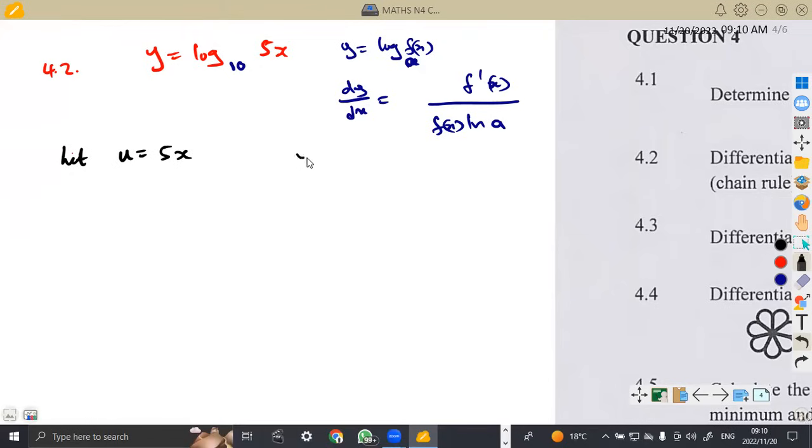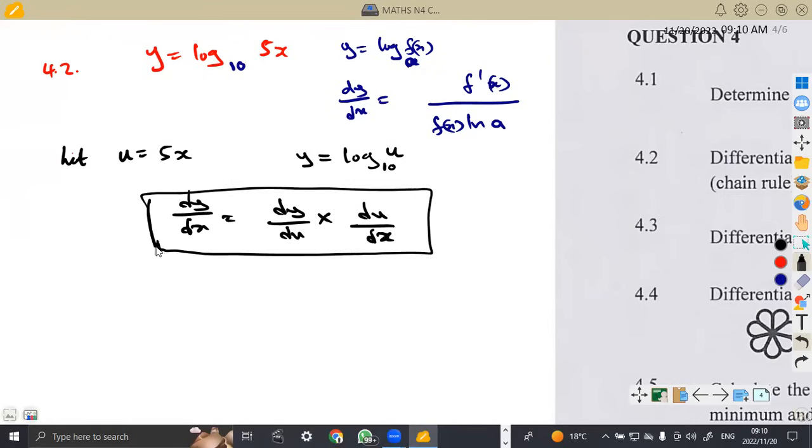Therefore, I now have another expression of y, which, in place of log 5x, is now log u in base 10. So that is what I'm having now. Let's simplify. We know that function of a function simply states that dy dx is equal to dy du times du dx. That's our function of a function. So this is the formula that we're supposed to use. So we need to find du dx from here. du dx is going to be 5, guys. This is the 5, just a constant there.